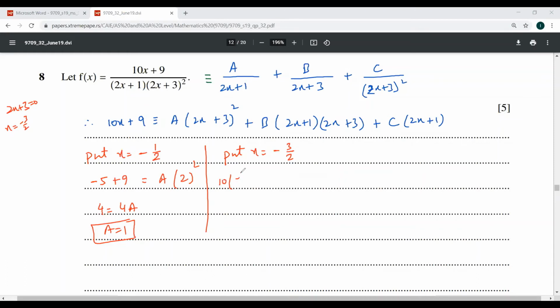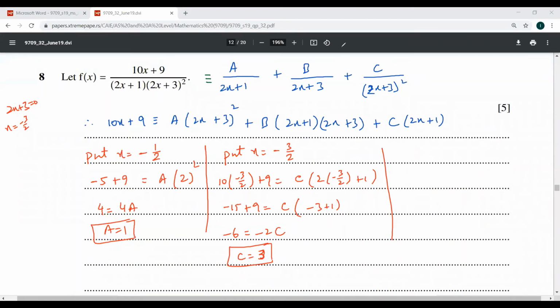So this is going to be 10 into minus 3 by 2 plus 9. And this time we'll be getting this c, c into 2 into minus 3 by 2 plus 1. So this is 5 minus 15 plus 9, and here you have minus 3 plus 1. So we have minus 6 equal to minus 2c. So your c is 3. I hope I'm going right here.